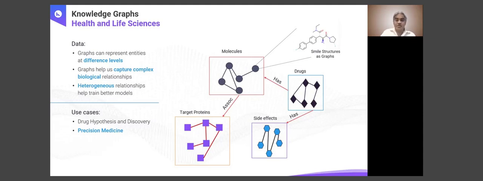And then, of course, the edges also have type. So you can say a drug has a certain structure, which is this molecule. A drug has a certain side effect. It's associated with certain proteins, and so on.